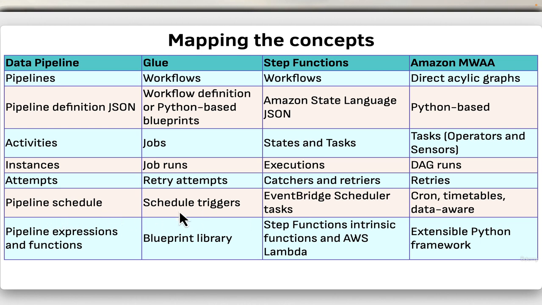Pipeline schedule, then schedule triggers. For Step Functions, it's triggered via EventBridge Scheduler tasks, and for Apache Airflow, it's cron, timetables, or data aware. Lastly, pipeline expressions and functions. For AWS Glue, it's the blueprint library. For Step Functions, intrinsic functions and AWS Lambda. For Apache Airflow, it's an extensible Python framework.